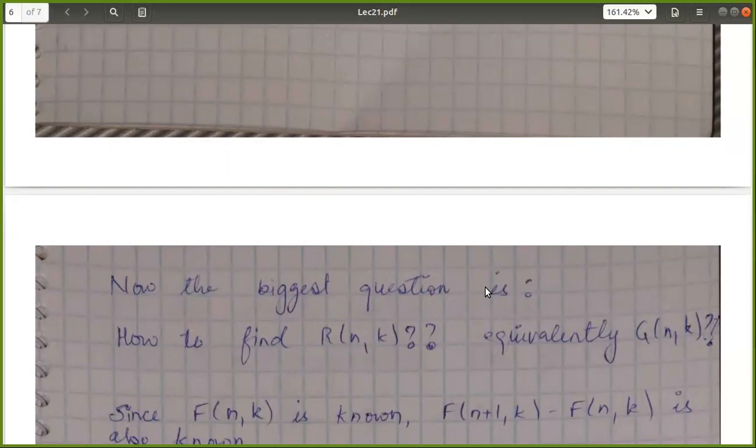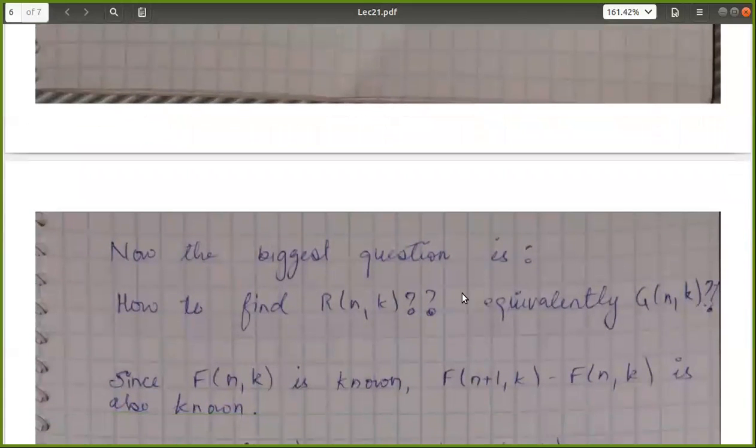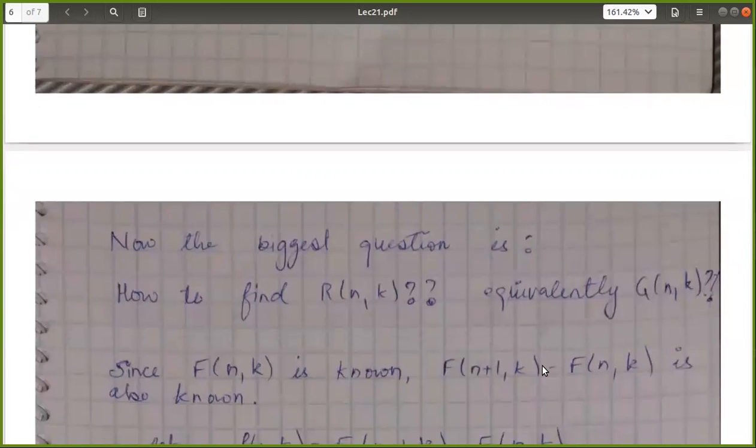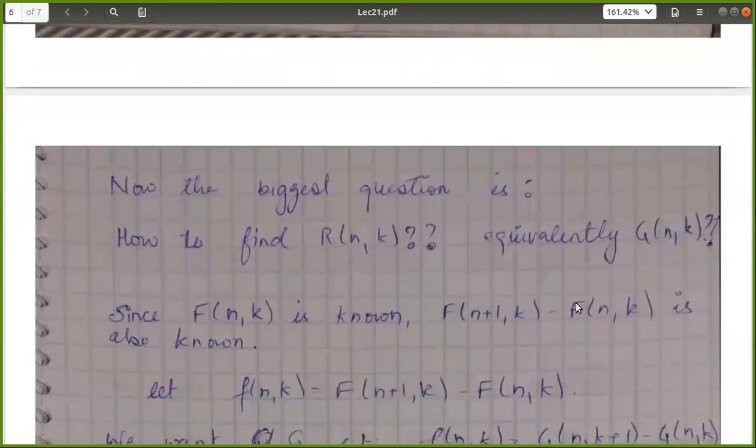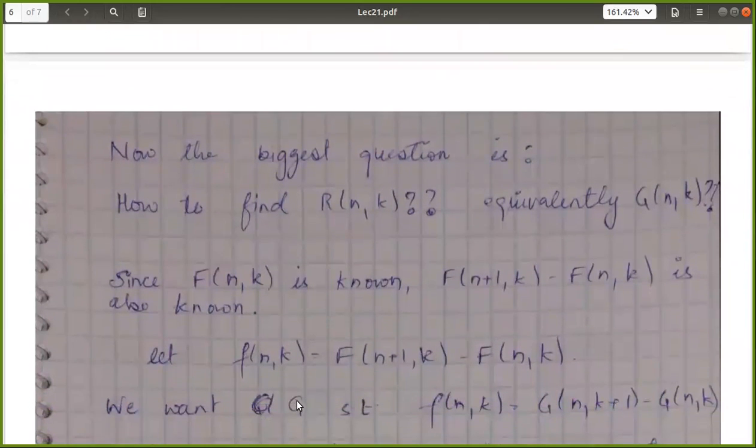So, first of all, start observing that since F(n,k) is always known as soon as the identity is given to you, this particular difference is also known. You can compute it. So if this difference I call f of n,k, then what I really want is that the function g should be such that f of n,k is equal to g of n,k plus 1 minus g of n,k, right?